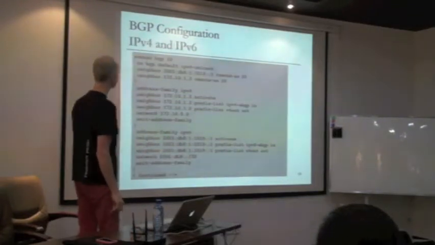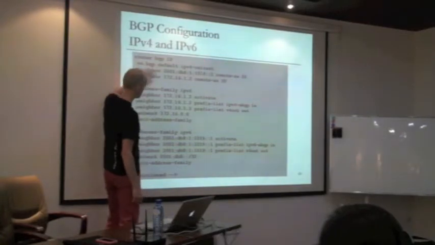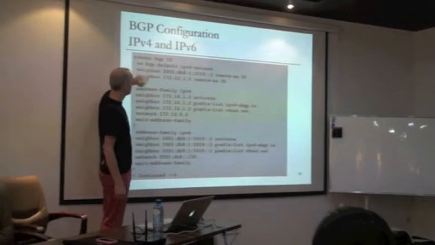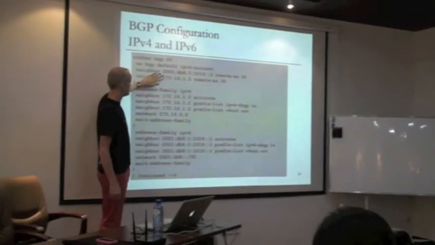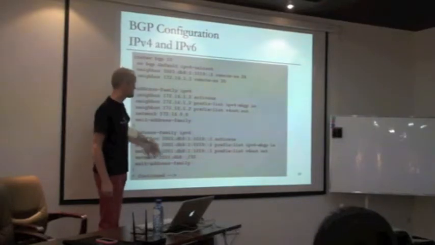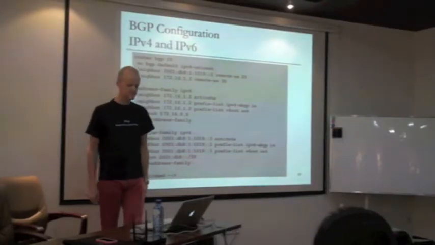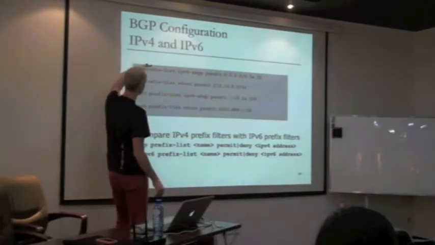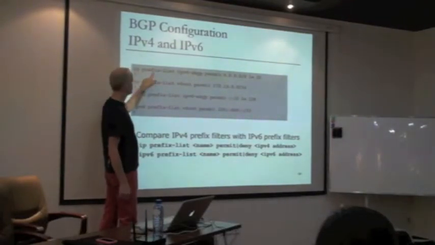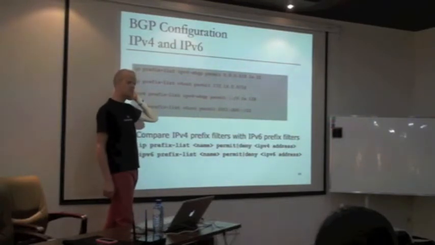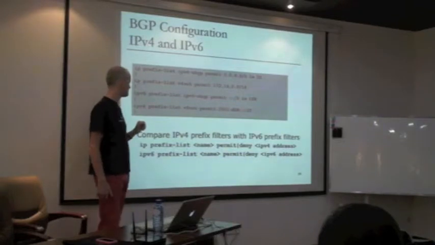So for v4 and v6 peering, a typical dual stack setup: no bgp default ipv4-unicast, v6 neighbor, v4 neighbor. We set up the v4 neighbor in the v4 address family, and the v6 neighbor in the v6 address family. Quite simple. The v4 filter looks like this, IP prefix list; the v6 filter, IPv6 prefix list. We'll talk about filters more tomorrow.